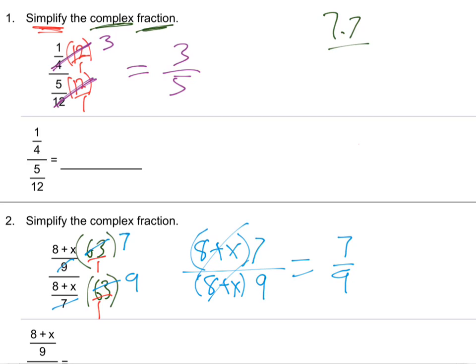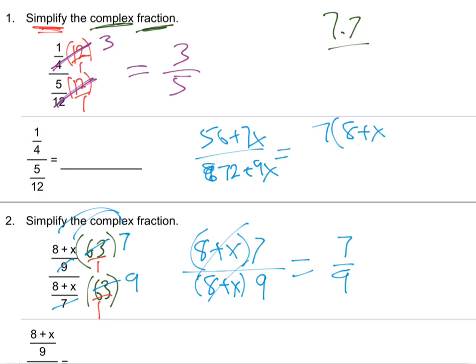In the end, if you distributed the 7, like boom, boom, you'd get 56 plus 7x. On the bottom, you'd get 72 plus 9x. But then you'd have to factor. And you'd go right back to the same thing. You'd take out the 7, take out the 9, see, you'd go right back, same thing. So just save a little work to just cancel them instead of distributing. Are we good there? Does that make sense?